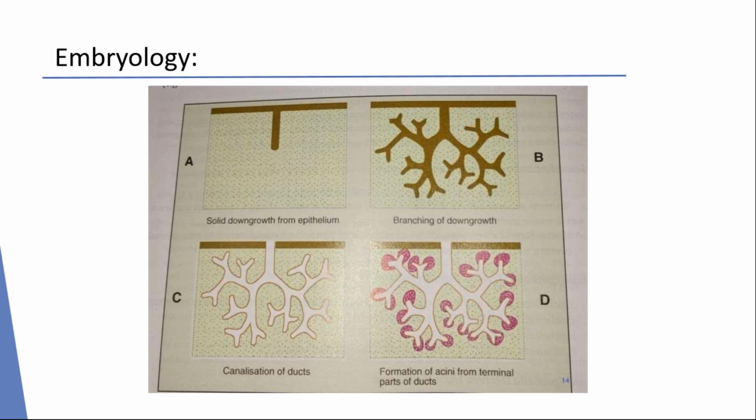This is the pattern with which it develops. First, a solid downgrowth happens from the epithelium, which keeps branching out. After the downgrowth is branched, canalization of the duct happens. From that canalization, acini or terminal parts of the ducts are developed.